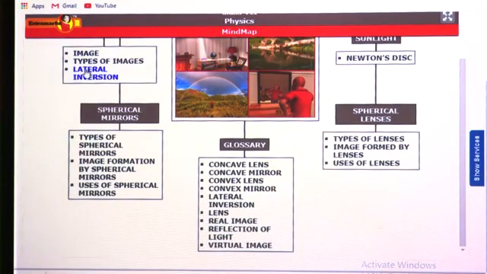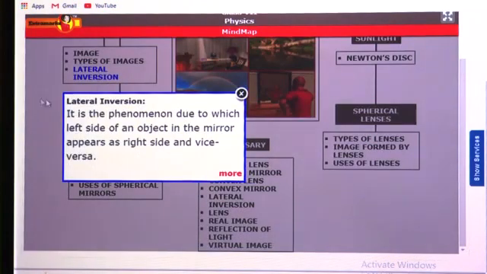Next one, lateral inversion. Lateral inversion is the phenomenon due to which the left side of an object in the mirror appears as the right side and vice versa.